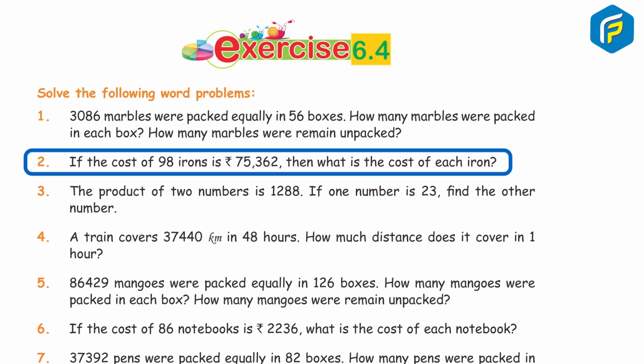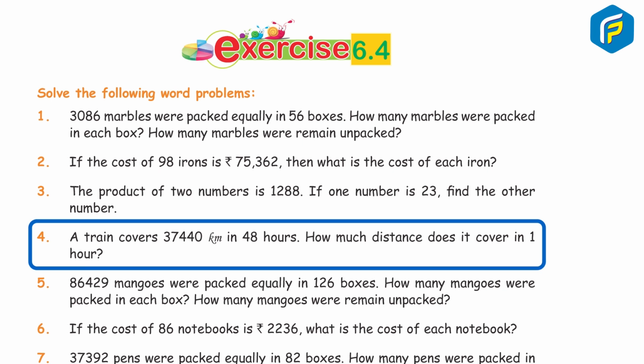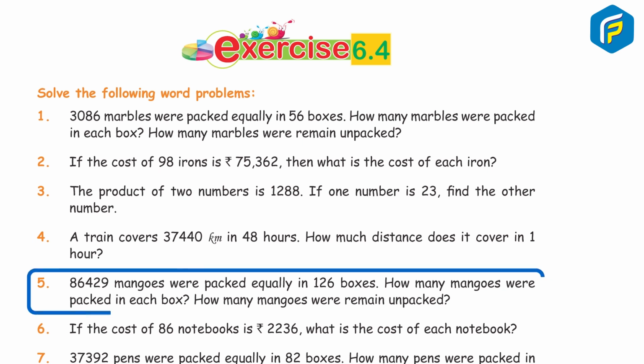Answer. 769. Question 3. The product of two numbers is 1288. If one number is 23, find the other number. Answer 56. Question 4. A train covers 37440 km in 48 hours. How much distance does it cover in 1 hour? Answer 780 km.